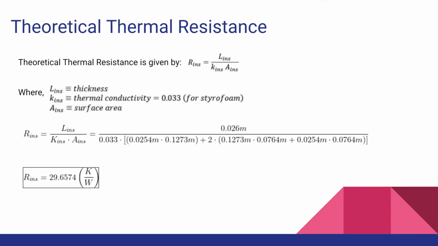Moreover, the theoretical thermal resistance of the block for both 50 psi and 80 psi was calculated to be 29.65 Kelvin per watt. It was found using the equation shown on the screen, where L is the thickness, A is the surface area, and K is the thermal conductivity of the styrofoam at 0.033 watts per meter Kelvin.